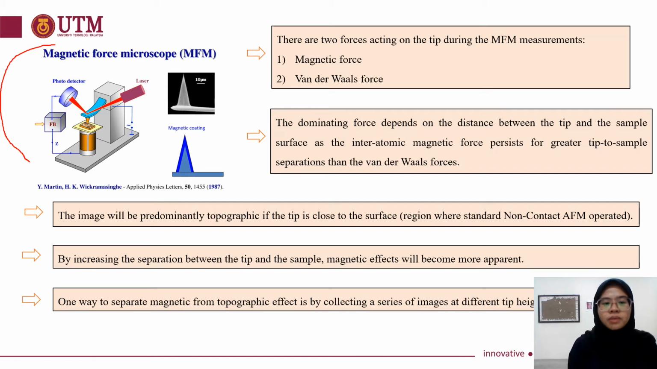Next, the image will be predominantly topographic if the tip is close to the surface. This is the region where standard non-contact AFM is operated. In addition, by increasing the separation between the tip and the sample, magnetic effects will become more apparent. And lastly, one way to separate magnetic from topographic effect is by collecting a series of images at different tip height. In this slide, we can see an example picture of how the MFM works.